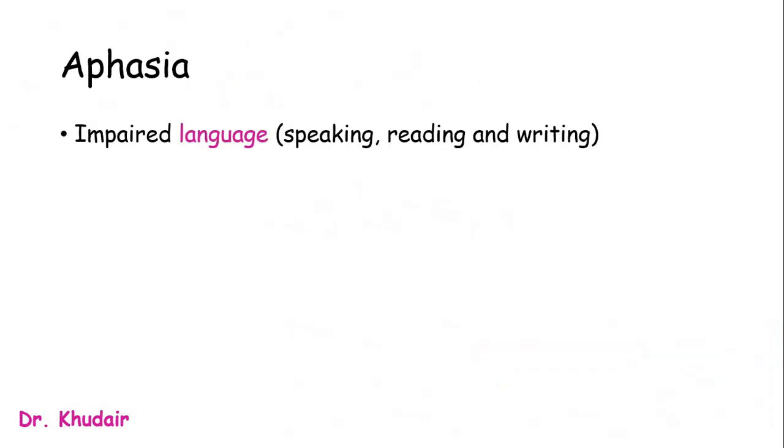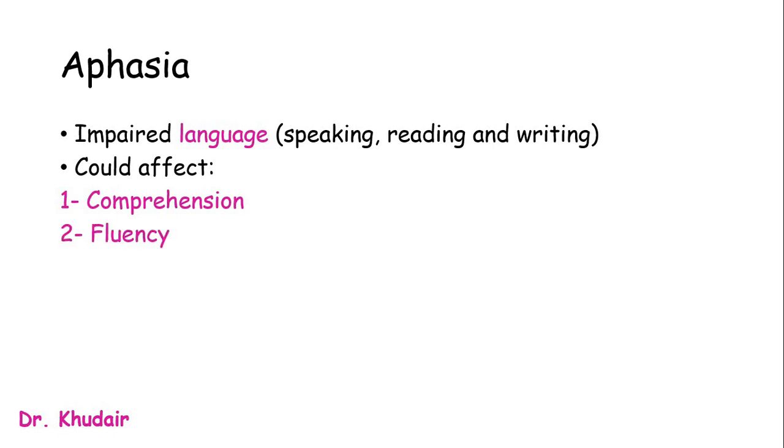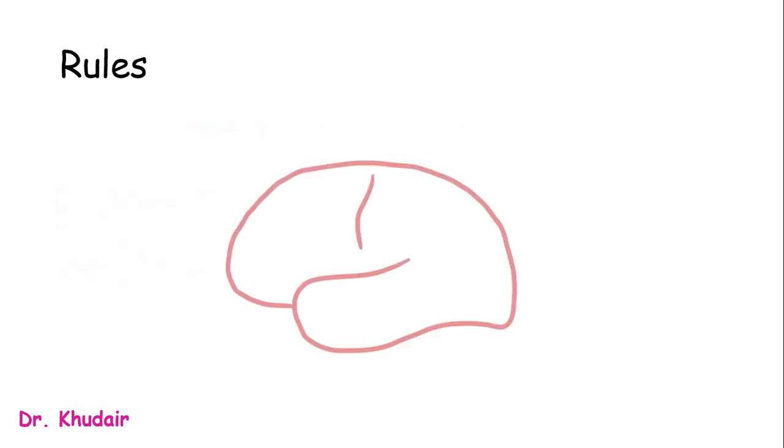Aphasia is an impairment in language, which includes speaking, reading, and writing. And this could affect the comprehension, which is the understanding of language, the fluency, which is the ability to produce language, and lastly, repetition. Let's go over some basic rules.